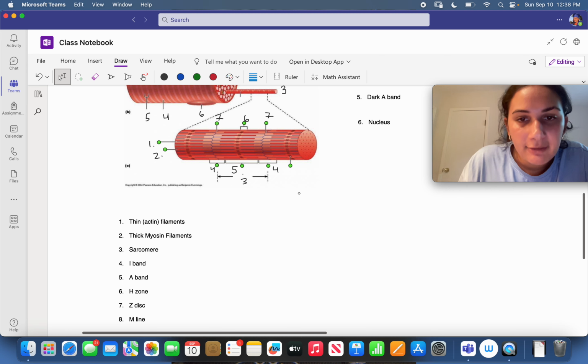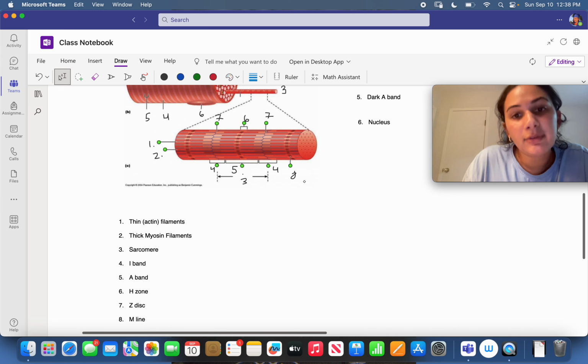And then lastly, we're going to have the M line. The M line is in the middle of the H zone, and it's where the accessory proteins are going to bind to myosin.